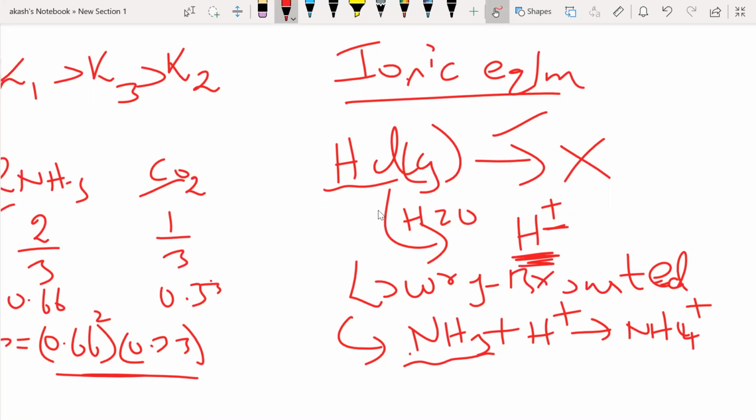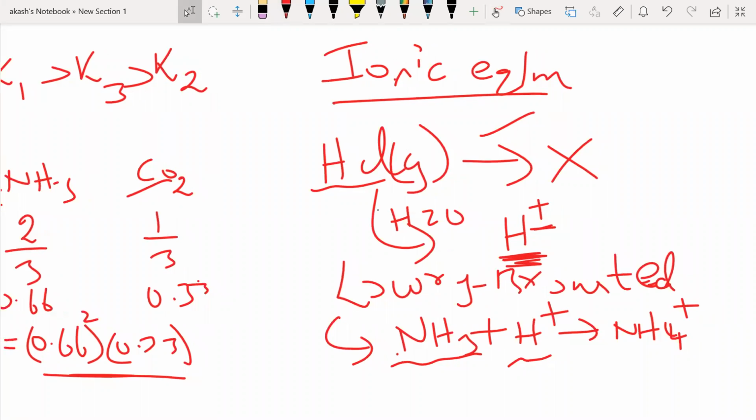But another way of seeing it, whichever is able to accept H plus can also be called a base, right? That is called a Lowry-Bronsted base. It is not going to give me any extra definition for acids, but it gives some good insight about bases, Lowry-Bronsted bases, whichever is able to accept a proton.